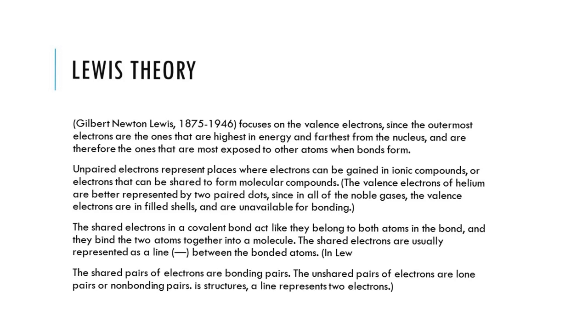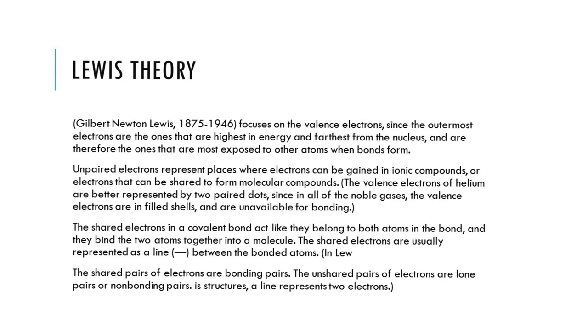Lewis theory, from Gilbert Newton Lewis, focuses on the valence electrons, since the outermost electrons are the ones with the highest energy and furthest from the nucleus, and are therefore the ones most exposed to other atoms when bonds form. Unpaired electrons represent places where electrons can be gained in ionic compounds, or electrons can be shared to form molecular or covalent compounds.